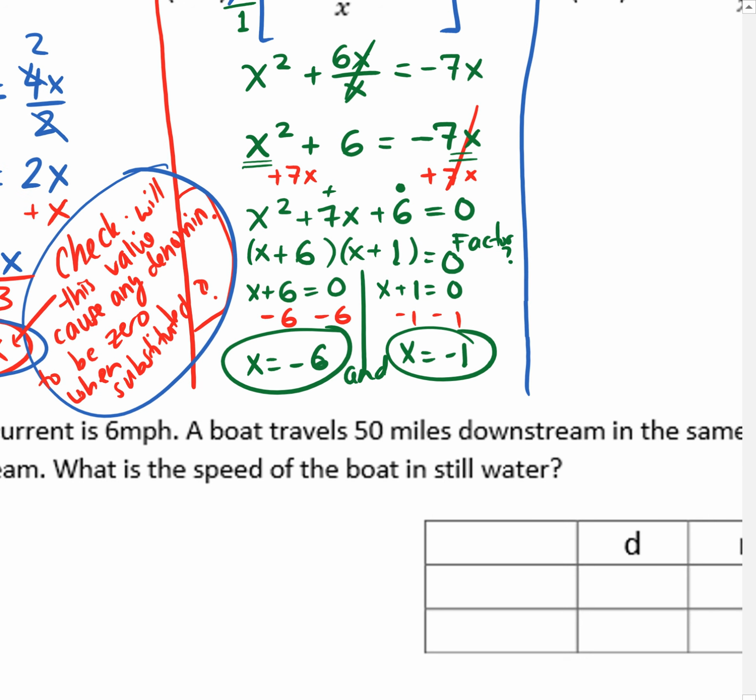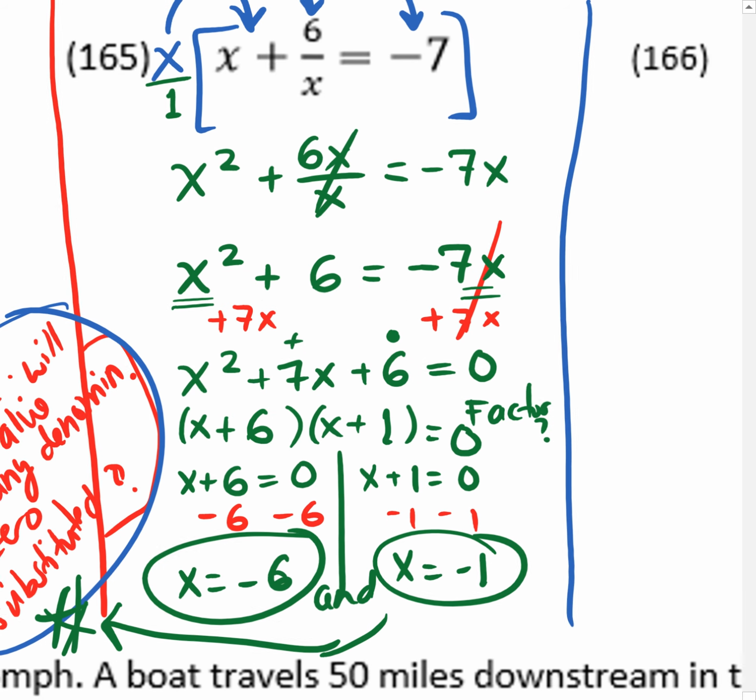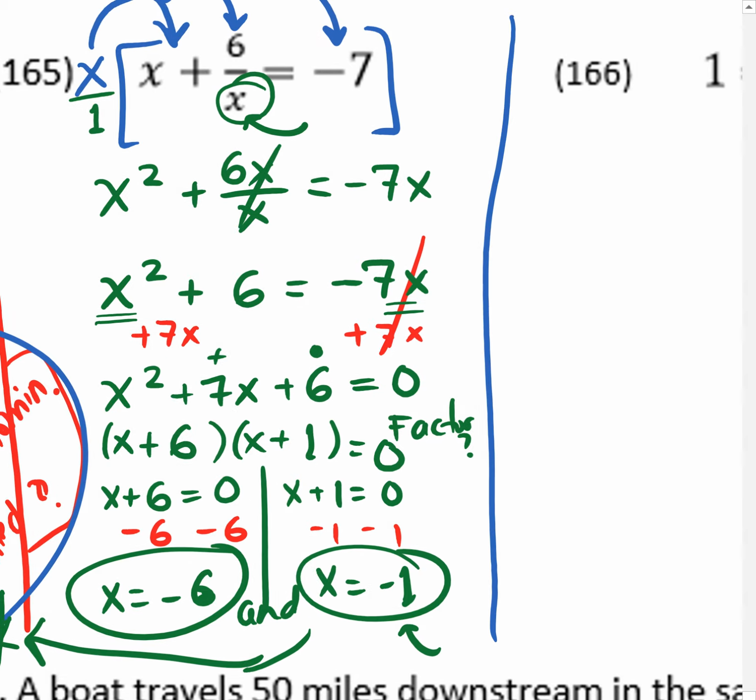But I should check what we wrote over here. Will either of these make a denominator 0? If we look back at the original problem, there's only one denominator of x. So imagine if the first solution was the case, x equals -6. If I put a -6 there, well, then the denominator is just -6. It's not going to be 0, so that's fine. And then similarly with the second answer we got, -1. If I put a -1 in that denominator, it's just going to be -1, not 0. So both answers are fine, so I'm going to keep both.